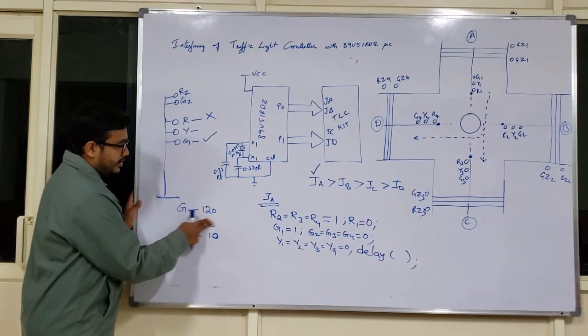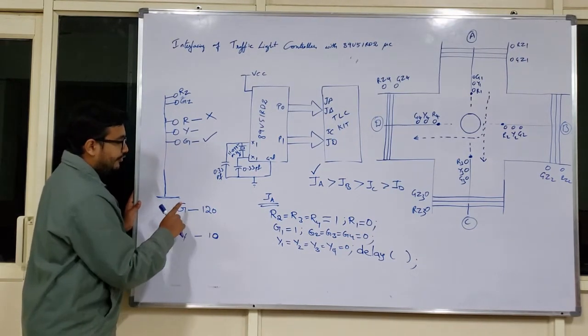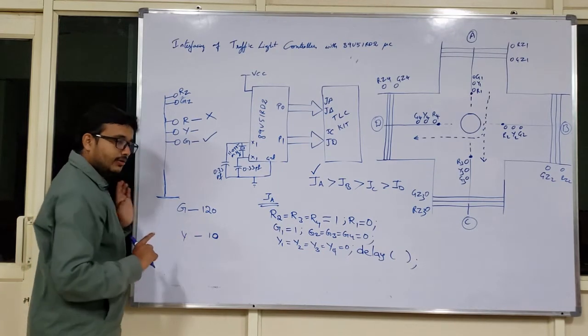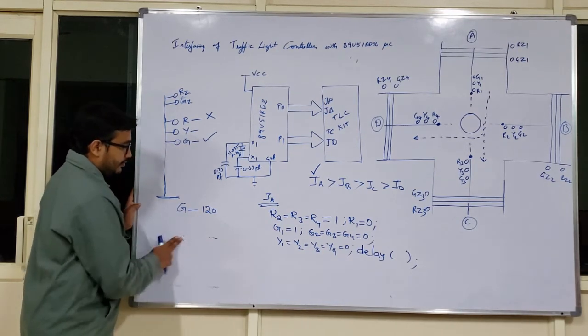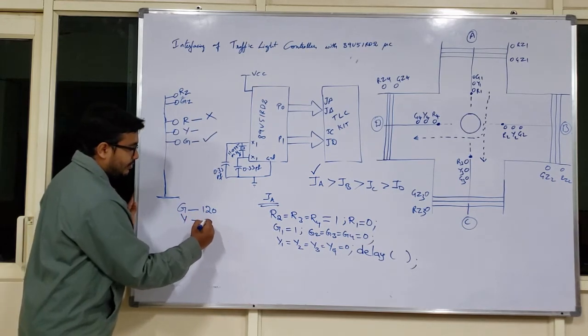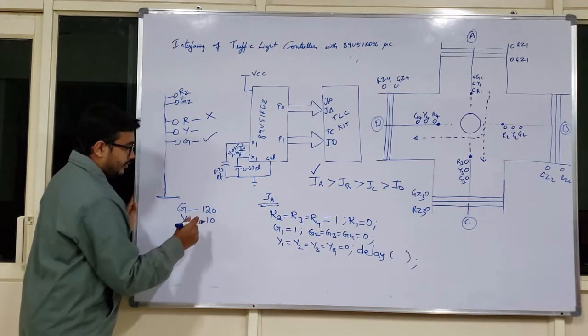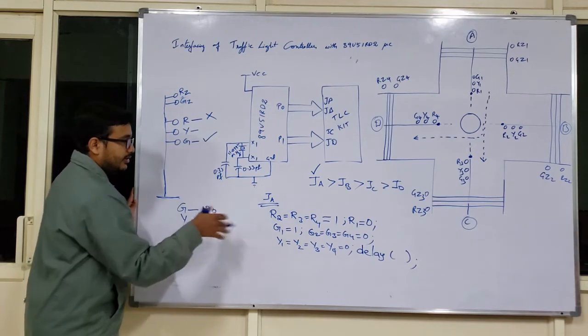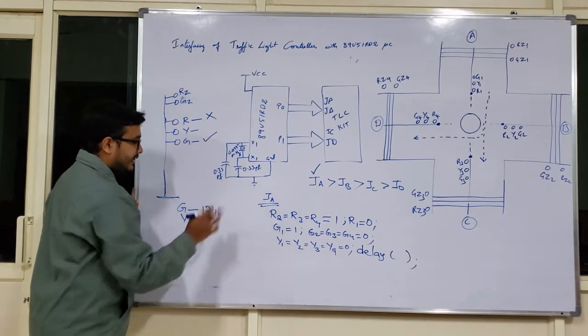So let me give the timing only for green as well as yellow. Why I am giving the timing for green as well as yellow, I will explain after completing all the junction activities.